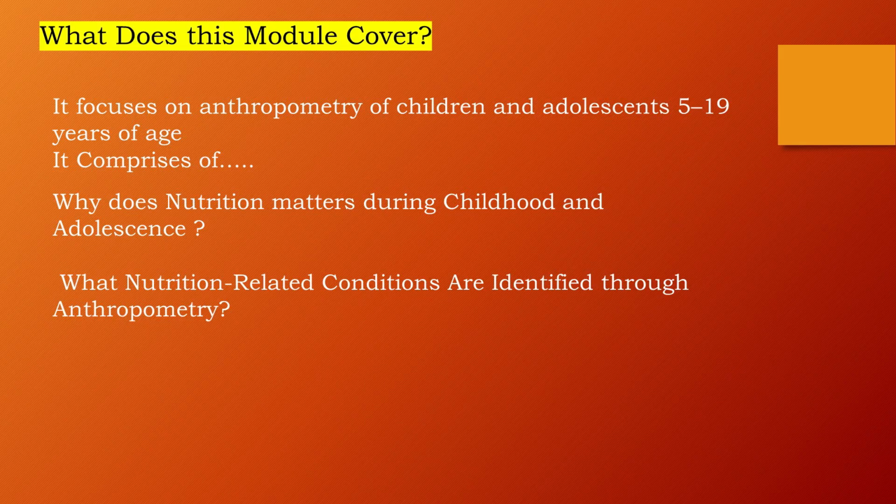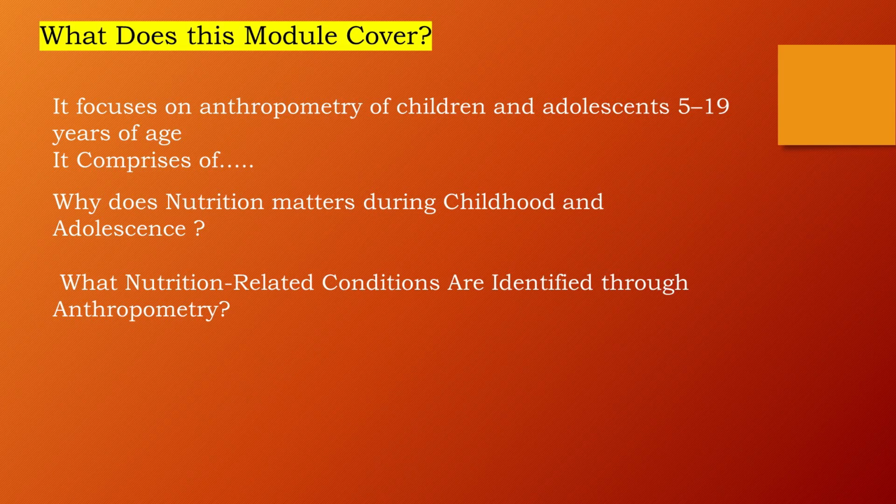The first session focuses on anthropometry of children and adolescents 5 to 19 years of age, which I would divide into two parts. One, why nutrition matters during childhood and adolescence, and second, what nutrition-related conditions are identified through anthropometry. Firstly, we will deal with why nutrition is important for childhood and adolescence.